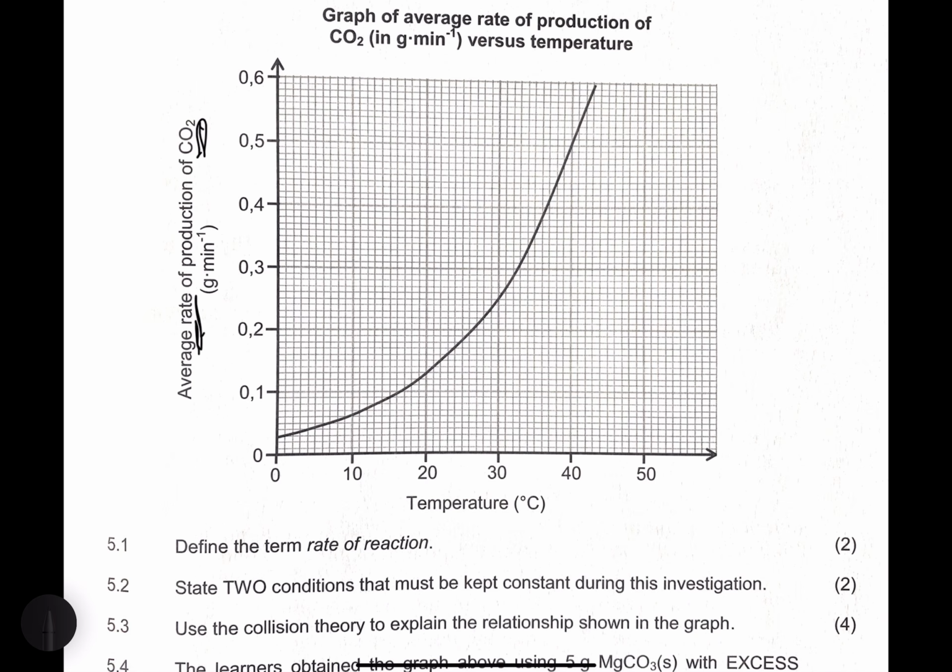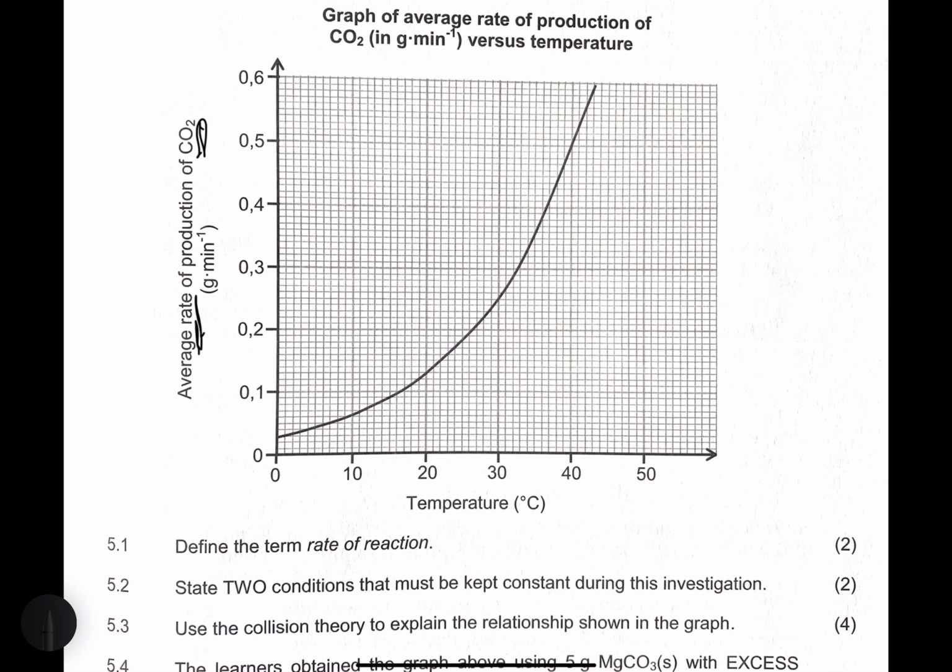So they say define the term reaction rate. So remember that we say reaction rate, this is the change in the amount of products or reactants used or products produced, in this case, per unit time. Okay, so you can say this is the change in concentration of the products per unit time, or you can say change in concentration of the reactants used per unit time.